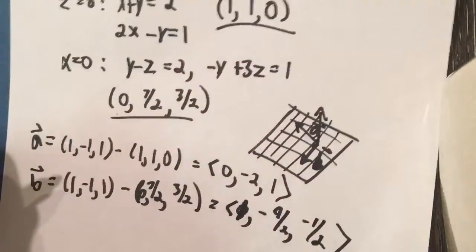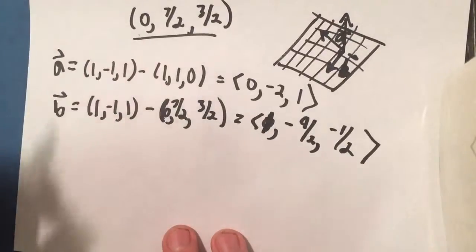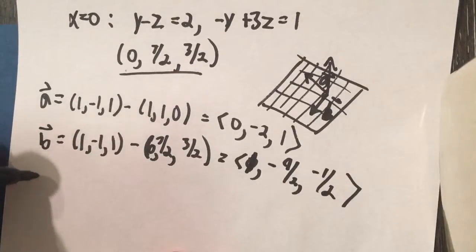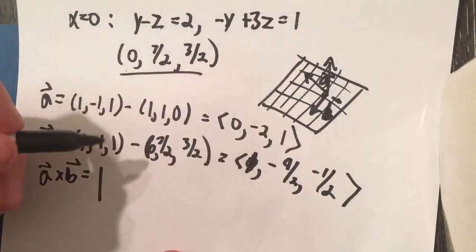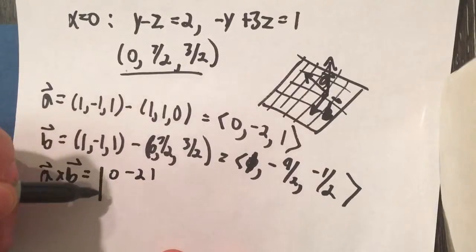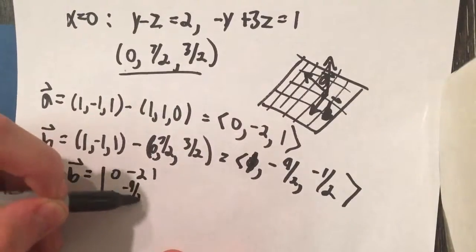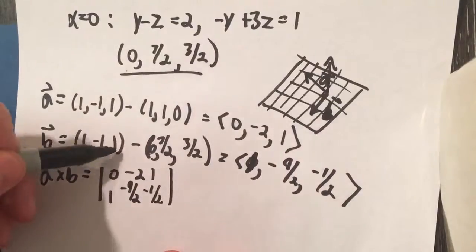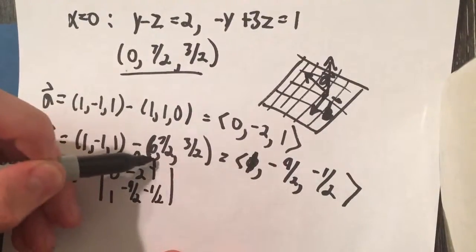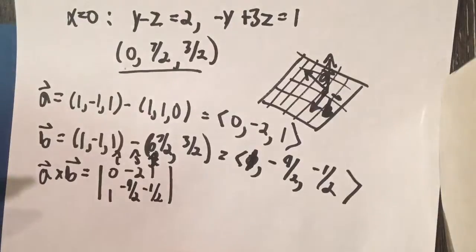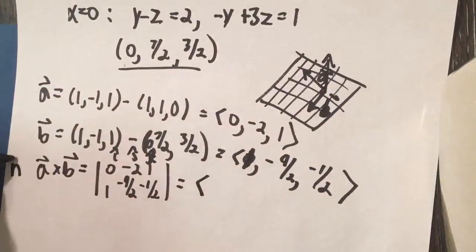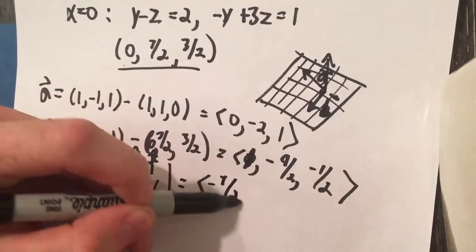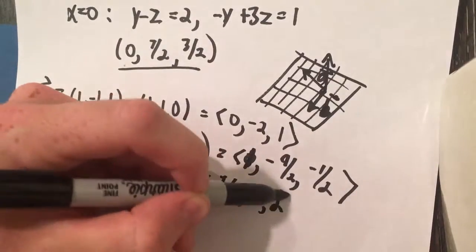Now that we have these two vectors, we can find the normal vector. The normal vector is equal to the cross product of A and B, which would be the determinant with rows (0, -2, 1), (1, -9/2, -1/2), and i, j, k. When we solve this determinant, we would find the normal vector equal to (-7/2, 1, 2).